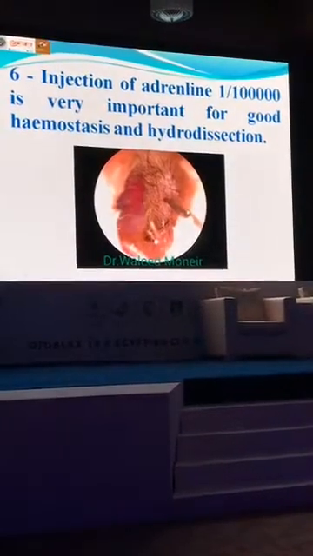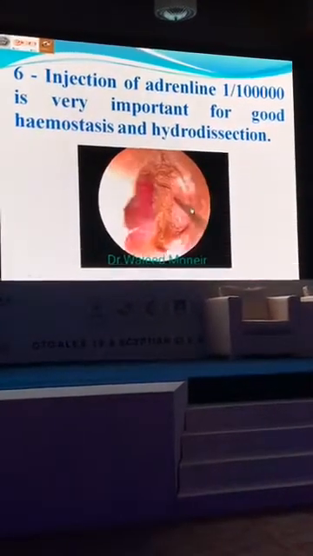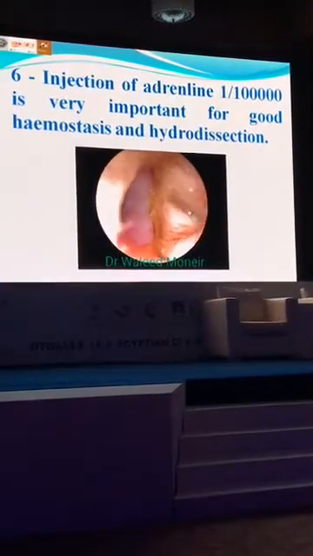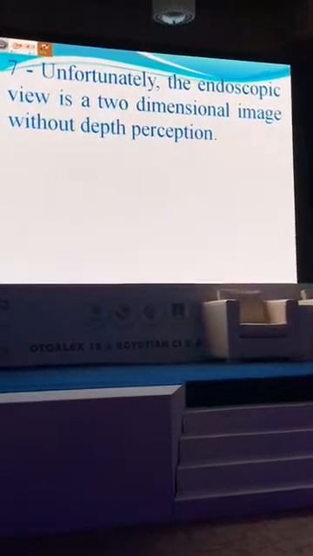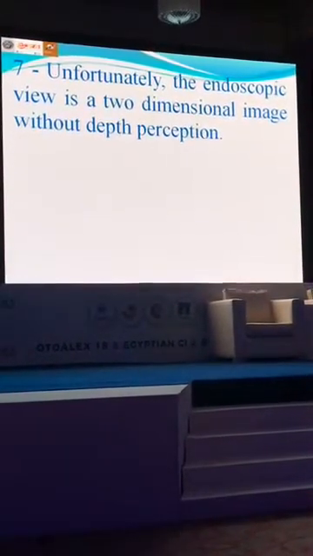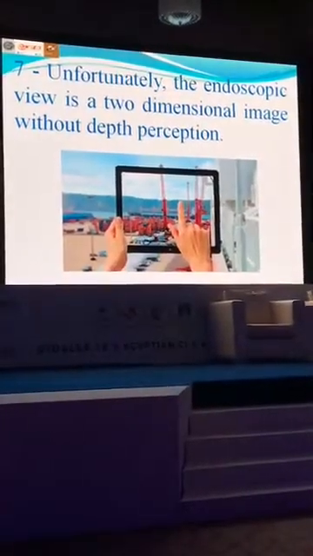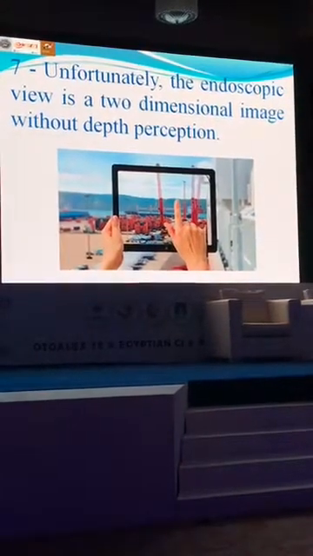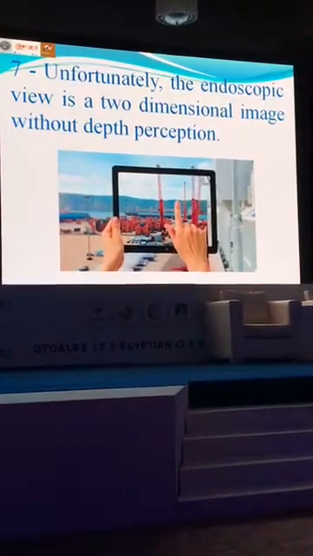Sixth, injection of adrenaline 1 to 100,000 is very important for good hemostasis and hydrodissection. Seventh, unfortunately, the endoscopic view is a two-dimensional image without depth of perception. So I suggest to put your instrument on a fixed, hard bony landmark at the outer auditory meatus at the beginning, then start from it up and down.